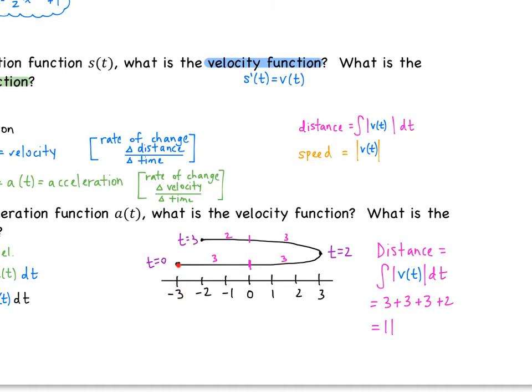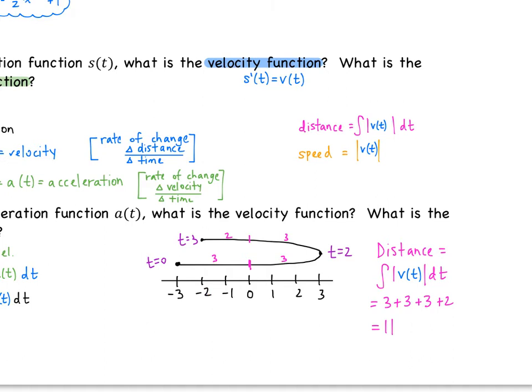Okay, this is our position. At time t equals 2, our position is now at 3. At time t equals 3, our position is at -2. Okay, but what's the distance?